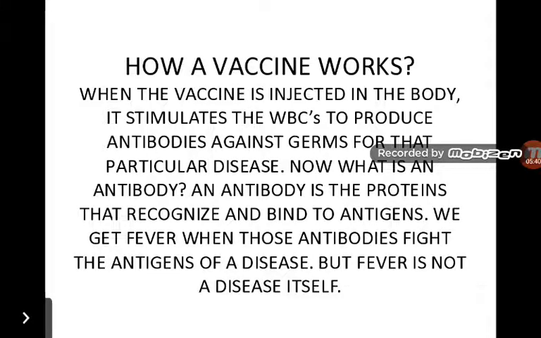Now, how a vaccine works. When the vaccine is injected in the body, it stimulates the WBCs. WBCs and RBCs are parts of blood. Not only these two, WBC, RBC, lymph and plasma, all of these are parts of blood. So, when the vaccine is injected in the body, it stimulates the WBCs to produce antibodies against germs for that particular disease. Once the vaccine is in your body, you can produce antibodies against that particular disease.